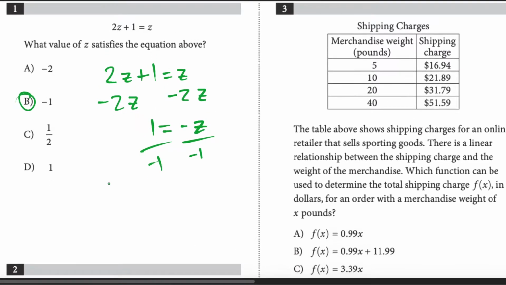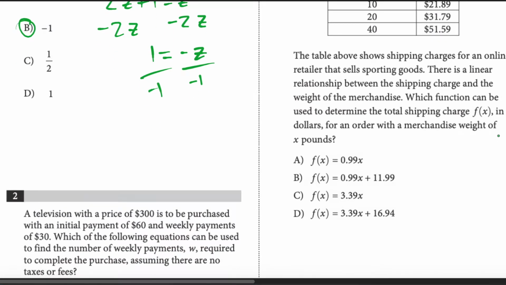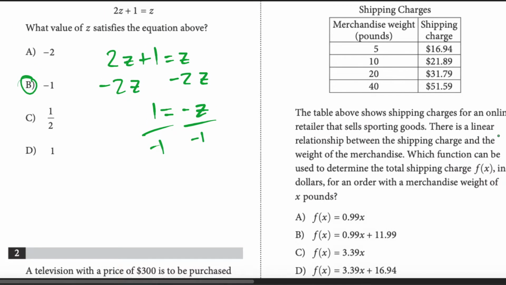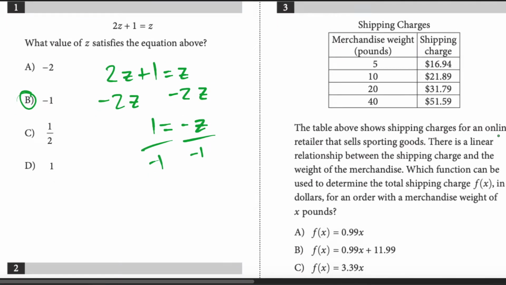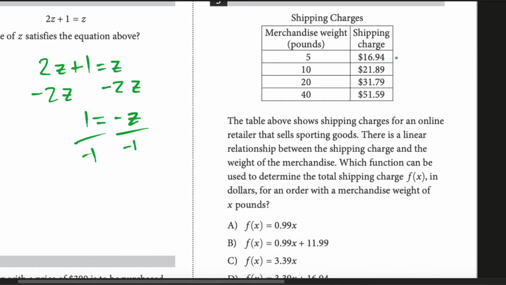All right, let's look at this one. Shipping charges. The table above shows shipping charges for an online retailer that sells sporting goods. There is a linear relationship between the shipping charge and the weight of the merchandise. Which function can be used to determine the total shipping charge, f of x in dollars, for an order with a merchandise weight of x pounds? All right, so for this one, you got to do a couple things. Number one, you have to find out how much they're charging you per pound. And number two, you have to find out what the initial shipping charge is.